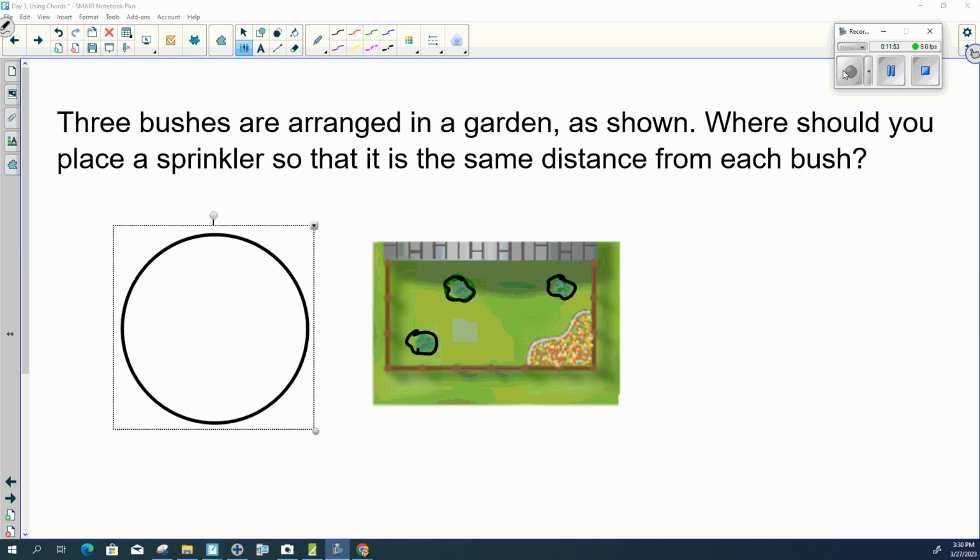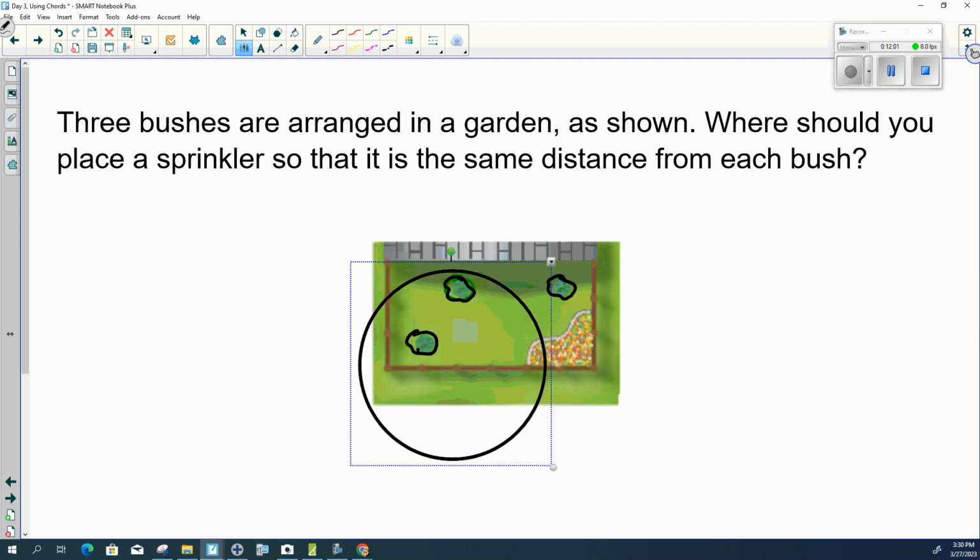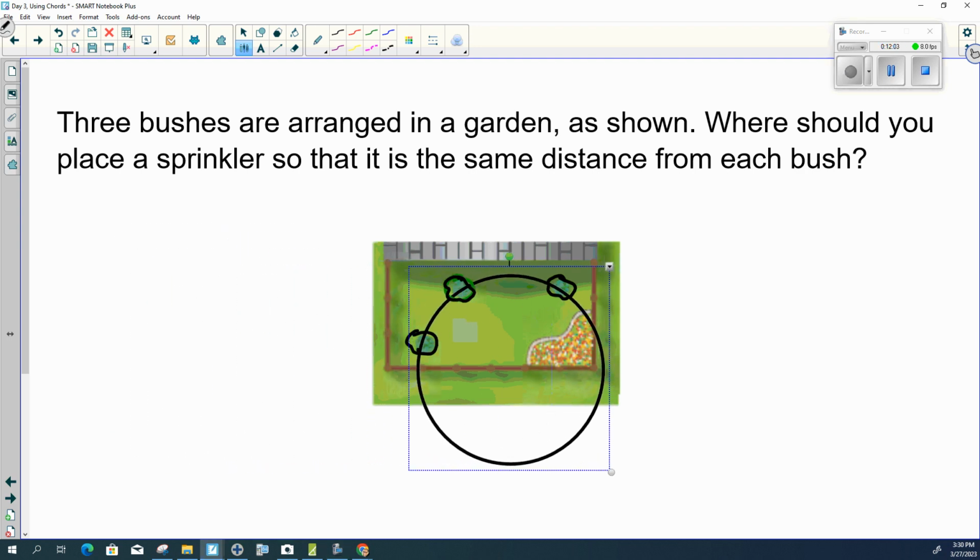Okay, so does somebody want to come up and drag the circle on? So if the sub is going to do this on her own, you can have the students come up and drag this circle on. Okay, so we need to find the center of our circle. And if we want it to be able to hit all of them, it's got to be radius, radius, radius. So the center of the circle would be the best place, because it would be the same distance, because all of the radii are congruent.